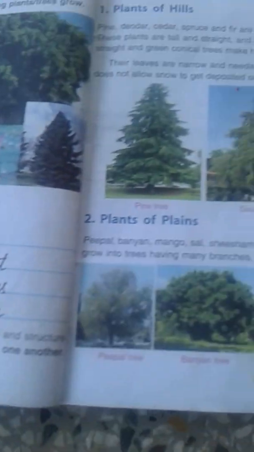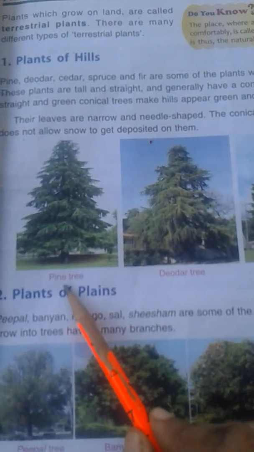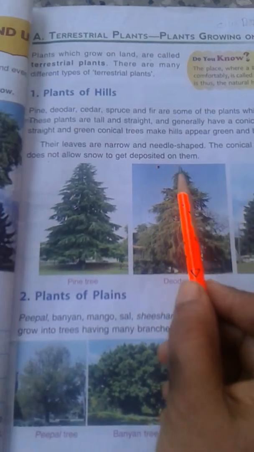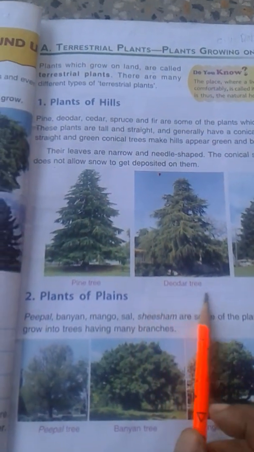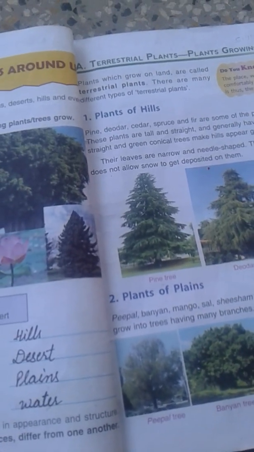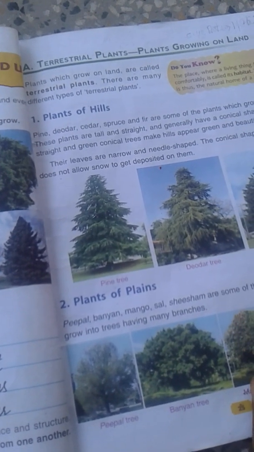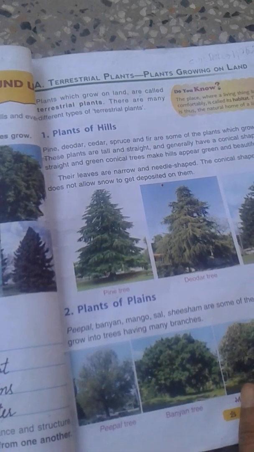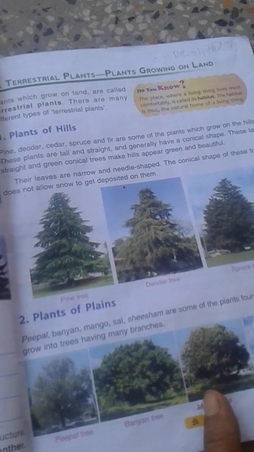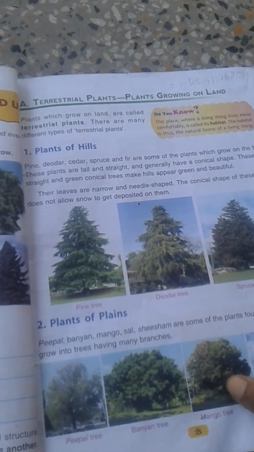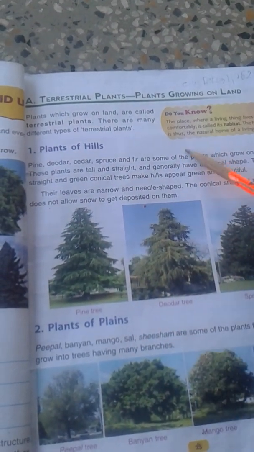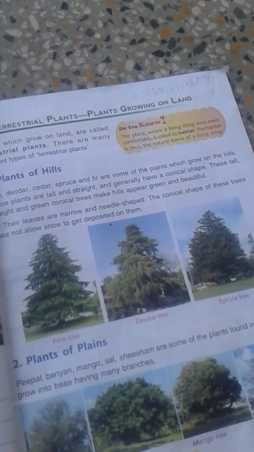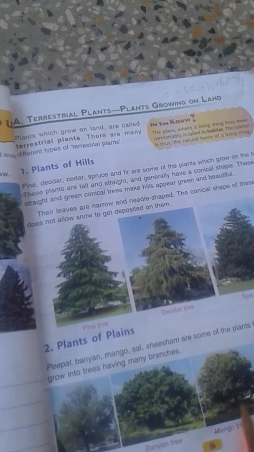I will show you pine tree, deodar tree and spruce tree. These trees are growing in hilly areas. Some of you may have visited places like Shimla, hilly areas, hill stations, Manali. There you have seen cone shaped trees. Why are they cone shaped? This we will learn in the next topic of this chapter. I will make you learn why they are cone shaped, what is the advantage of that cone shape.